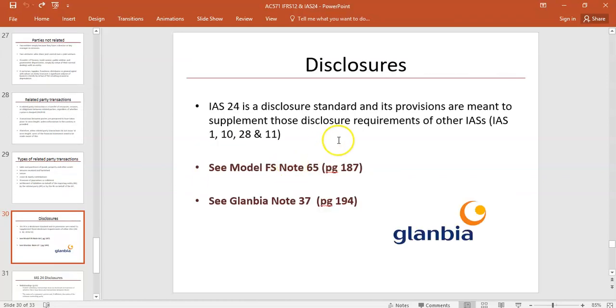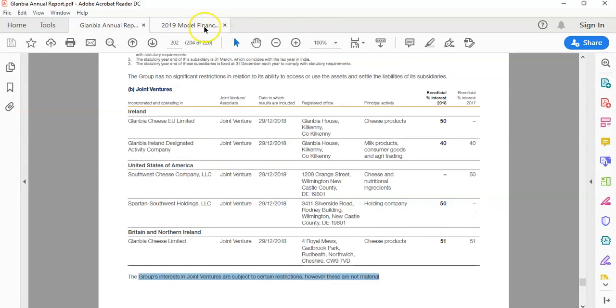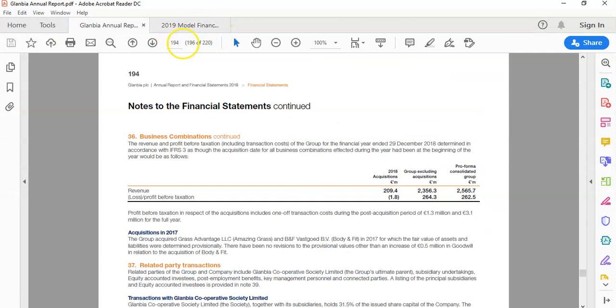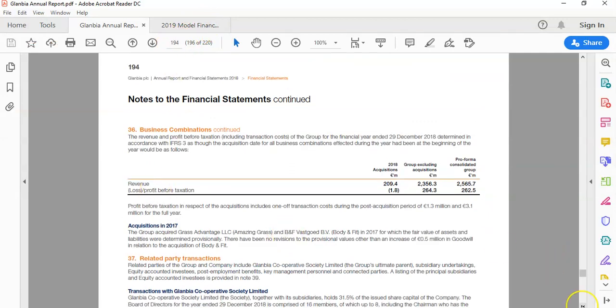So your disclosures then are meant to supplement the other disclosure requirements, but it is an important one in itself. So if you look, for example, in Glanbia, on page 194, they tell you what the related party transactions are for the year.